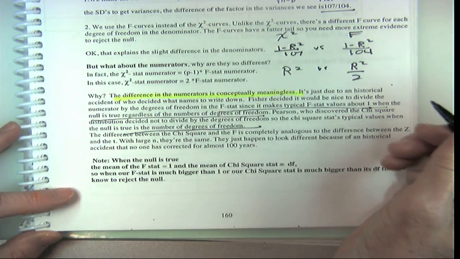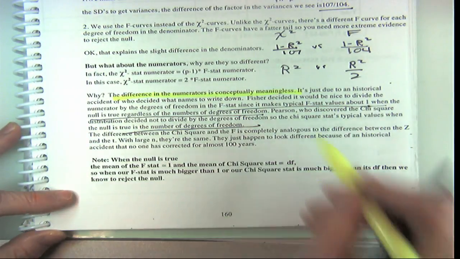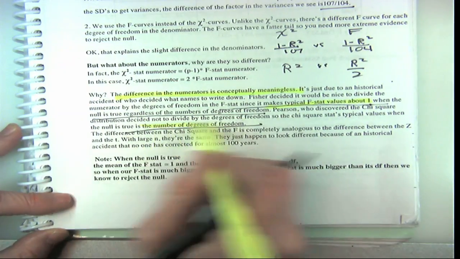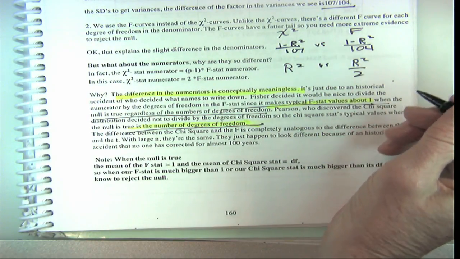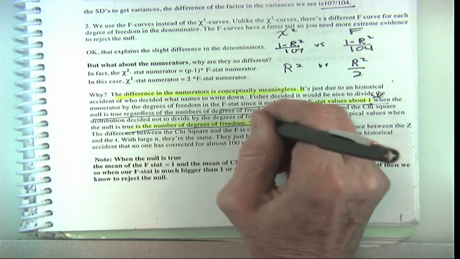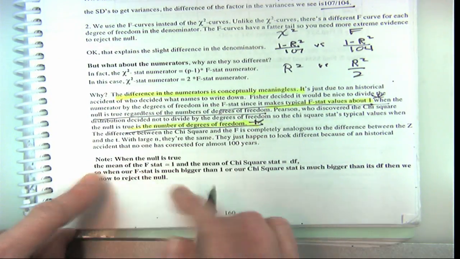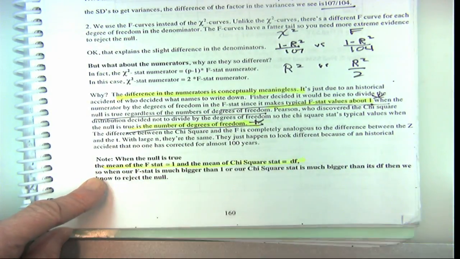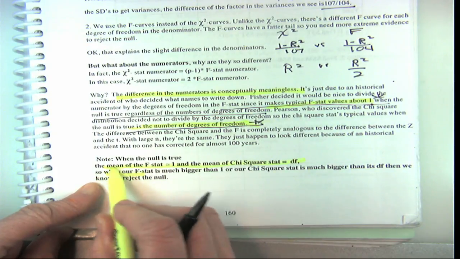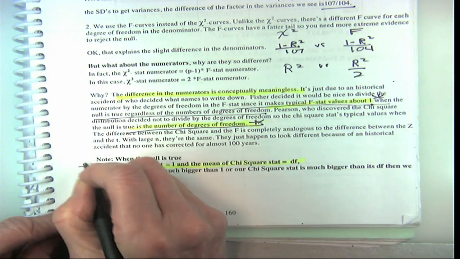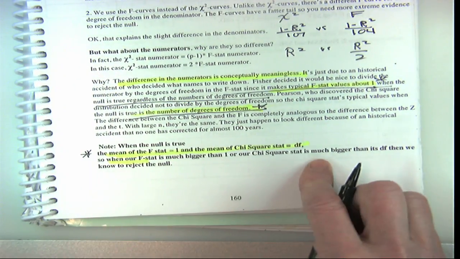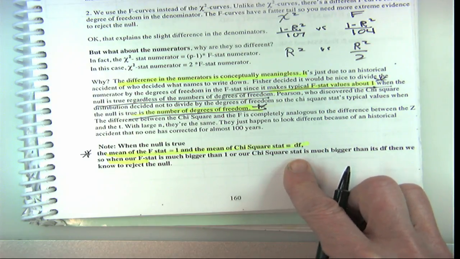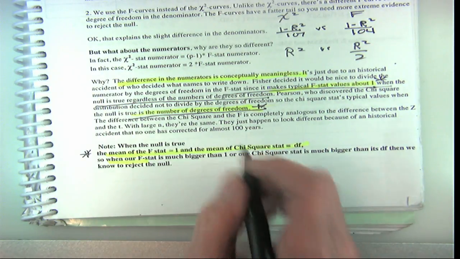So let's put little stars by it because it's important. So you'll remember why they have this difference here. It's just, the curves are just shifted. They don't change the p-values. So put a star here and a star here. So when our F statistic is much bigger than 1, or our chi-square is much bigger than its degrees of freedom, we know to reject the null. And how much bigger, that's what the critical values tell you.